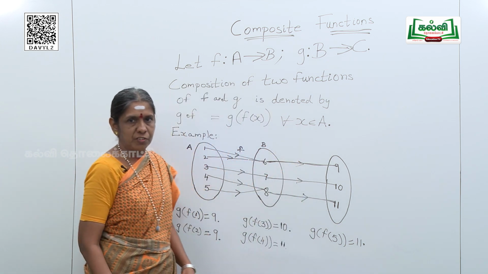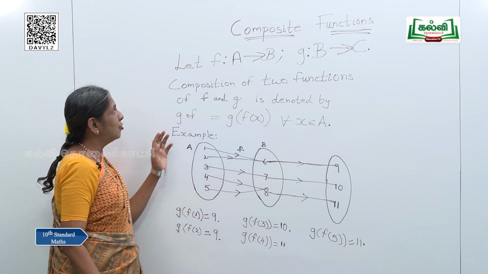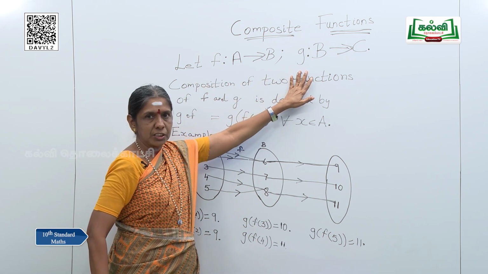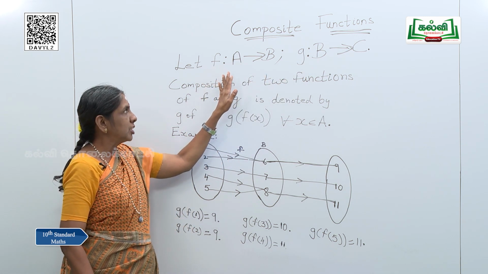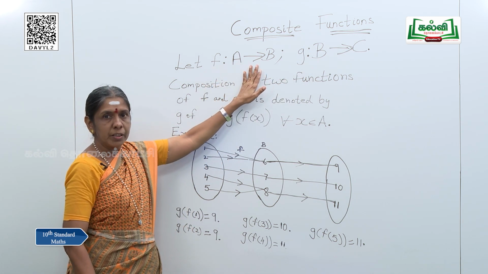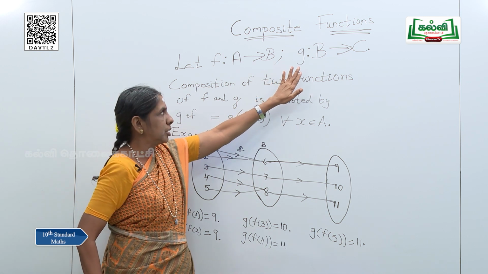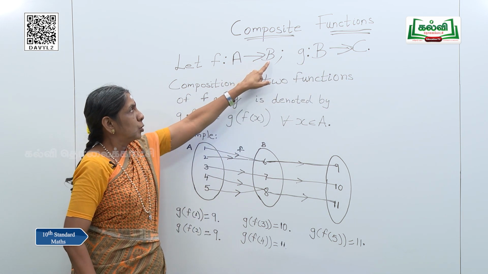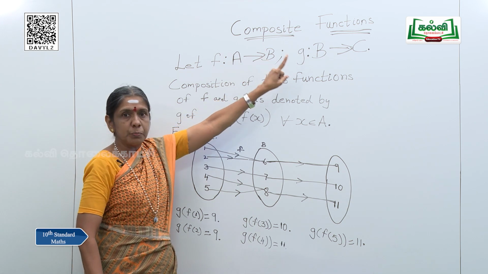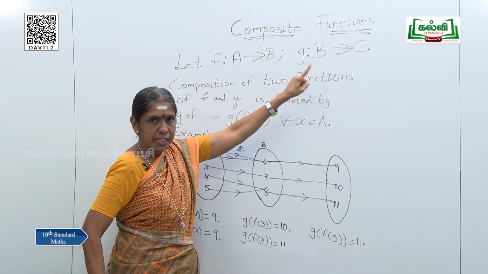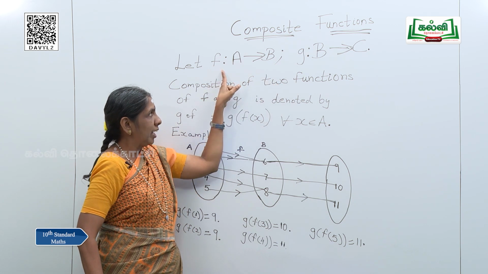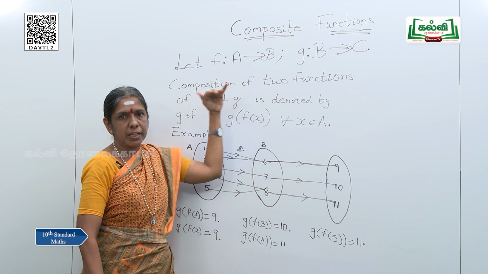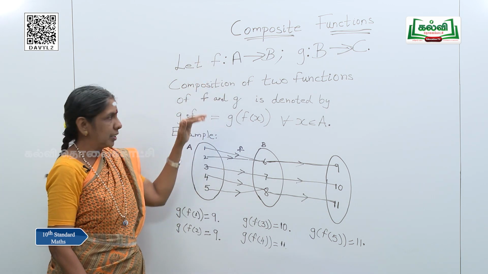What are composite functions? For that we need two functions, f be a function and g be another function. Let f be a function from A to B and let g be a function from B to C. Remember, the codomain of f must be the domain of g. I repeat, the codomain of f must be the domain of g. Only then we can think of composite functions.